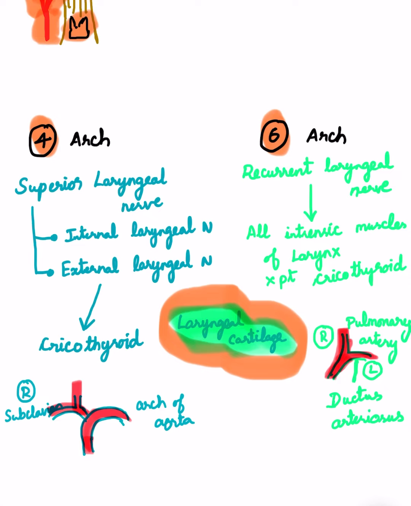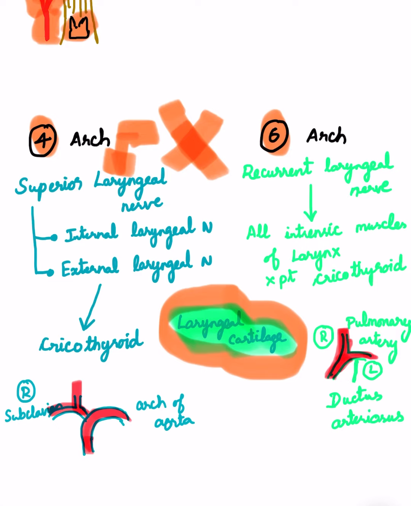And the fourth arch alone gives rise to the superior laryngeal nerve, which is a part of the vagus nerve, that is, the 10th cranial nerve. The vagus nerve has two branches. The first part, the superior laryngeal nerve, is derived from the fourth pharyngeal arch, and the next part, the recurrent laryngeal nerve, is derived from the sixth pharyngeal arch.